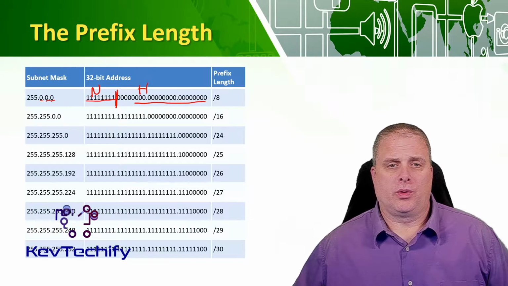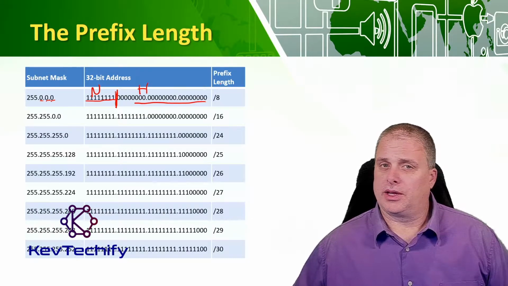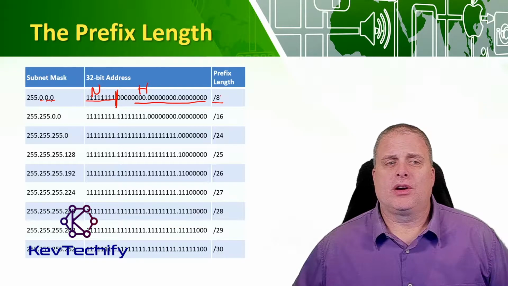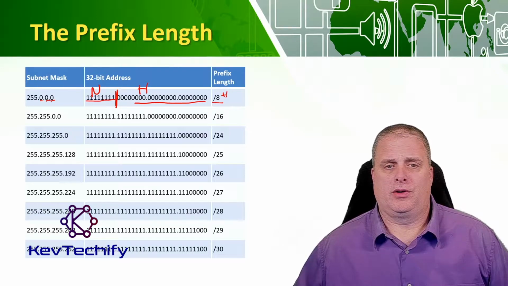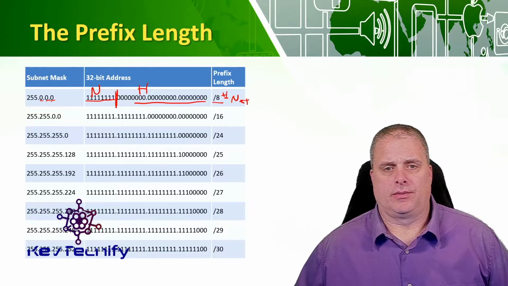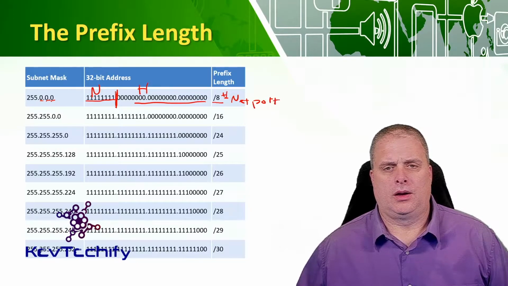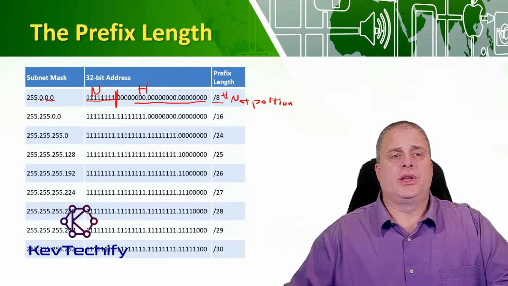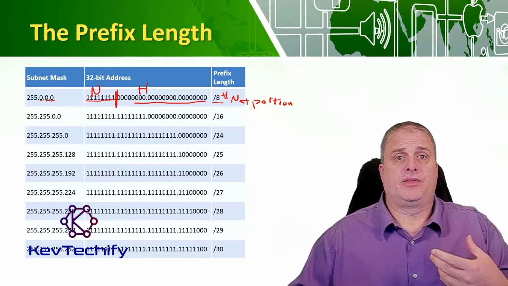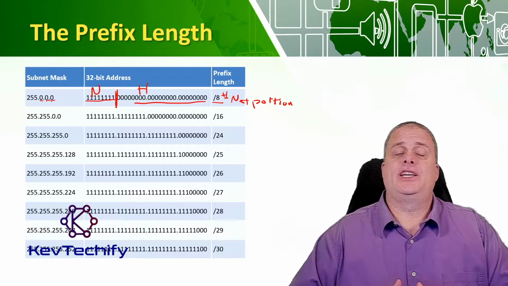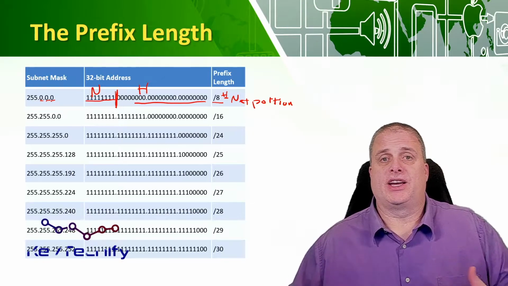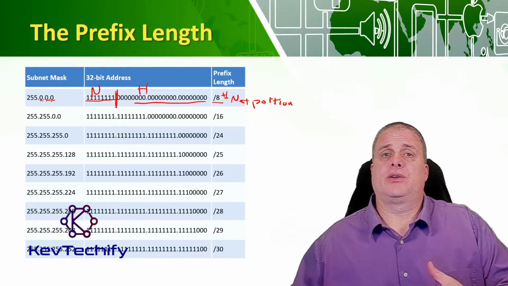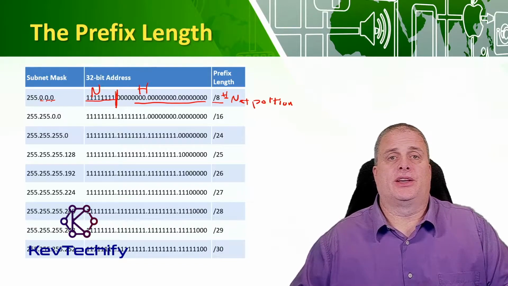When we represent this prefix length, like I said, a lot of people call it a slash number, we write a slash and then the number of bits in the network portion. And a lot of times people use the subnet mask, 255.0.0.0, interchangeably with the prefix length, that slash number, /8. So during a conversation, you may hear somebody say 255.0.0.0, and you may also hear them say /8.